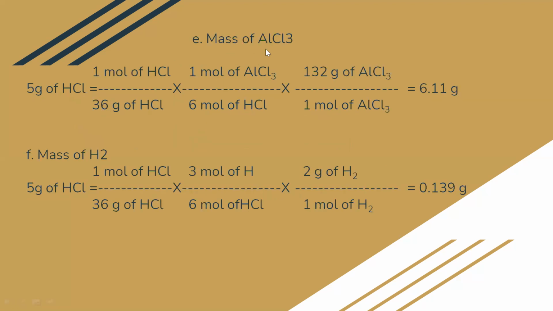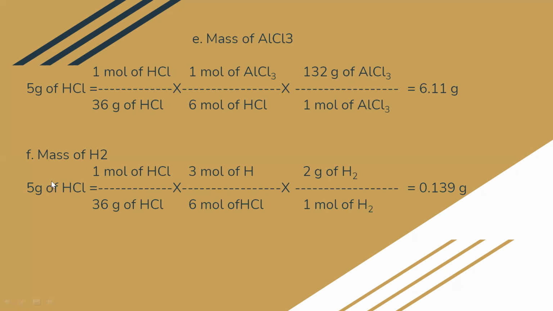Now for letter E, the mass of aluminum chloride. We have 5 grams of hydrogen chloride times 1 mole of hydrogen chloride over 36 grams of hydrogen chloride, times 1 mole of aluminum chloride over 6 moles of hydrogen chloride, which we get from the coefficients, times 132 grams of aluminum chloride. This is the molar mass of aluminum chloride over 1 mole of aluminum chloride. So the answer would be 6.11 grams of aluminum chloride. The units cancel, and the remaining unit is grams of aluminum chloride.